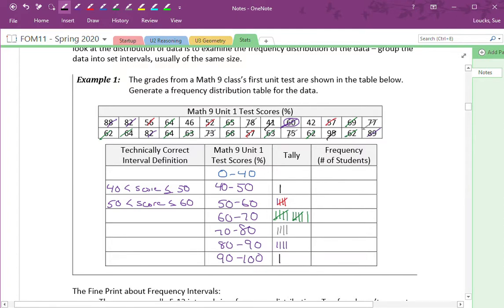And then I go back to check to see if I missed any, because I was crossing them out as I go. And yes, I see that I missed this 46, so that's 1, and a 42. So I've got 2 more in the 40 range.